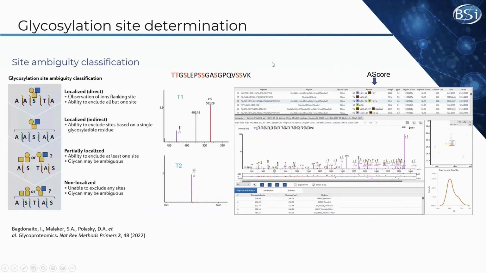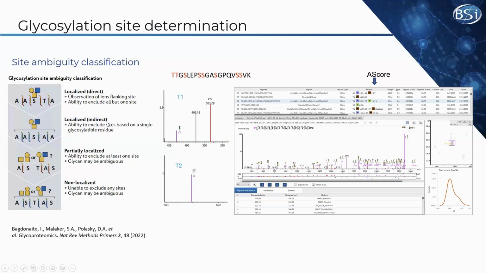And so site ambiguity is a big challenge within the field, and especially with O-link glycans. As I mentioned, they can occur at really any serine or threonine, and so there are a number of cases that can occur within peptides that are rich in serine and threonine residues. So within the first case, and the most ideal case, is observing fragmentation ions that flank the individual residue that's glycosylated. And in doing this, we have the ability to exclude all but one site within that peptide. But of course, this isn't always the case.